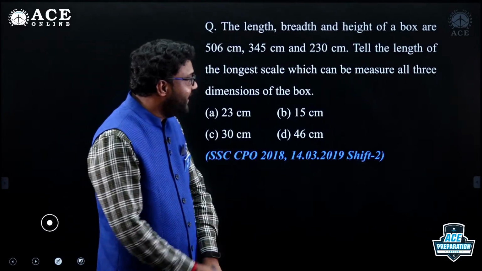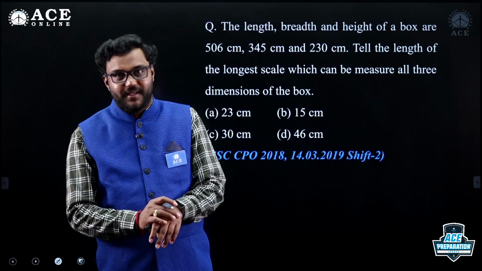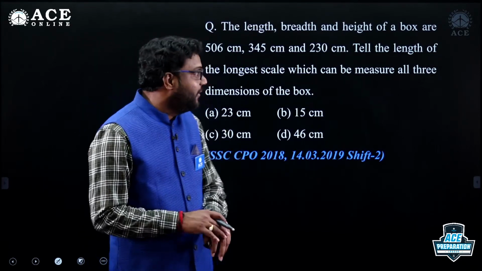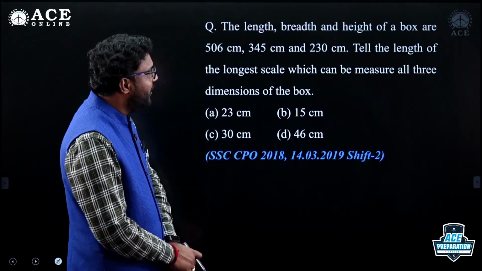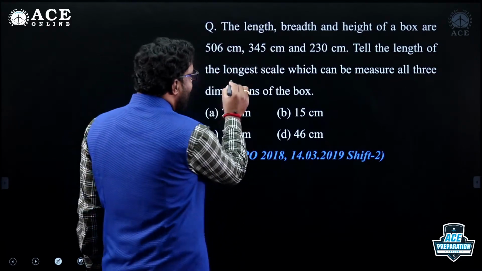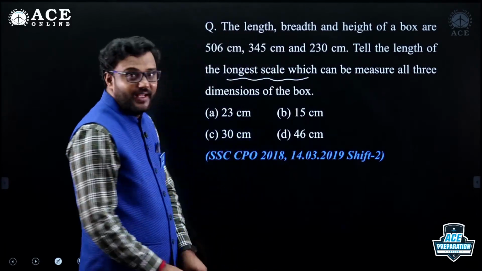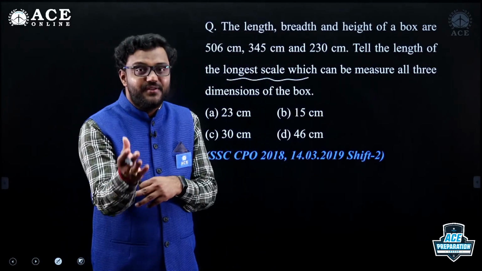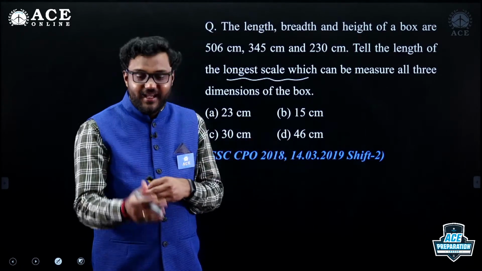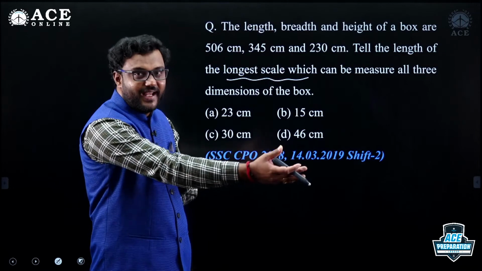Now see this question, my dear friends. Previously all were divided into groups. Now they didn't mention dividing into groups. Length, breadth and height are given. The longest scale which can be used to measure all the three. See, one common scale is used to measure all three exactly. Common, same. Largest, what is the largest scale?